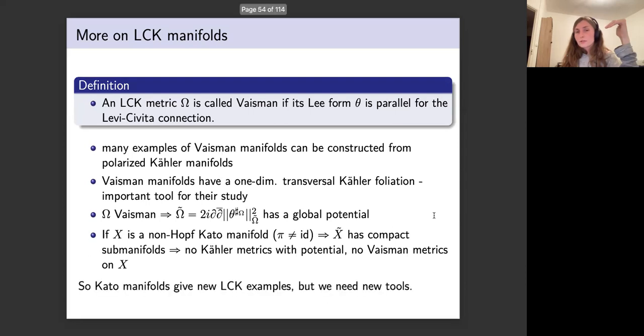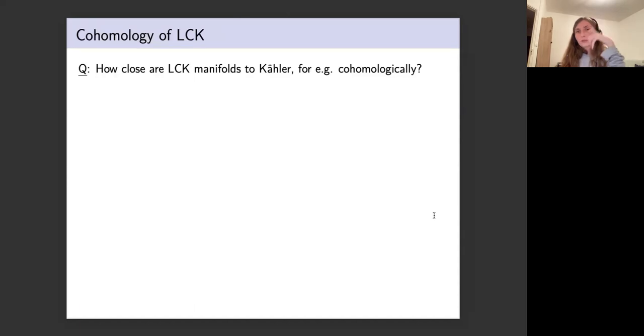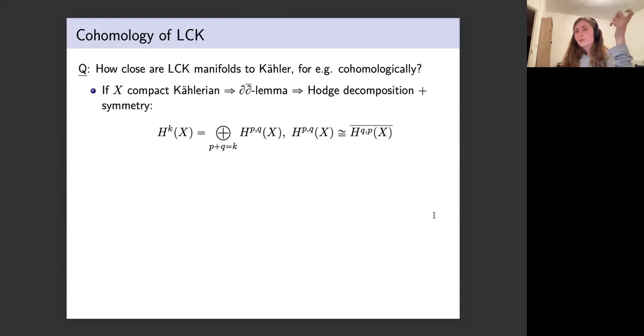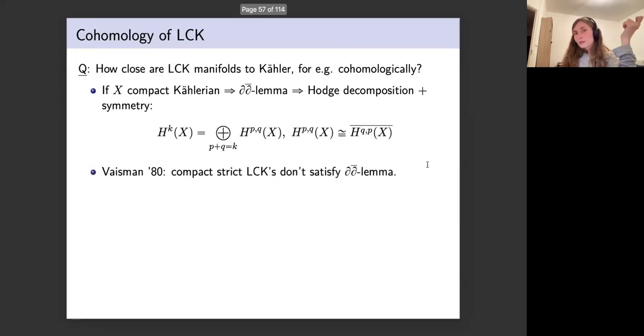So for instance, one question in LCK geometry that you can try to ask, and which is open, is their cohomological comparison to Kähler manifolds. As I know, on Kähler manifolds, because you have the ddbar lemma, you have the Hodge decomposition, but also the Hodge symmetry. On LCK manifolds which are not globally conformally Kähler, we know since Vaisman already that they don't have the ddbar lemma, so you should not hope for this Hodge symmetry.